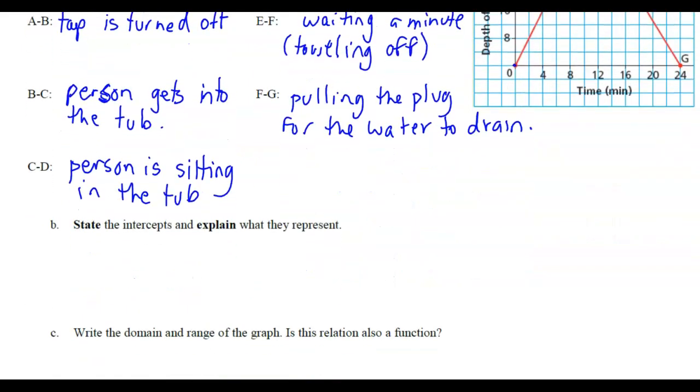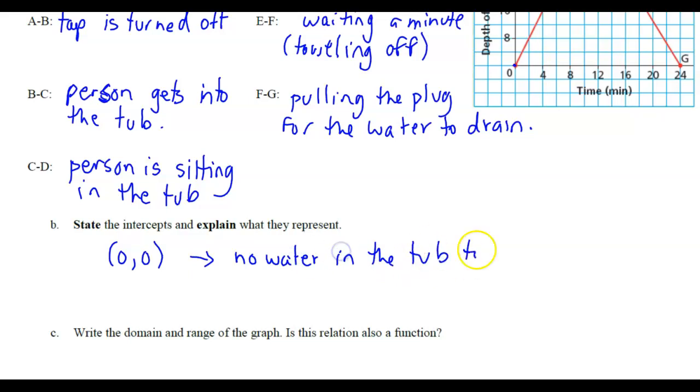Okay, so state the intercepts here. So 0, 0. That means no water in the tub to start. And then basically the whole process of taking the bath would be 24 minutes, right? From start to finish. So then the other intercept is 24, 0.